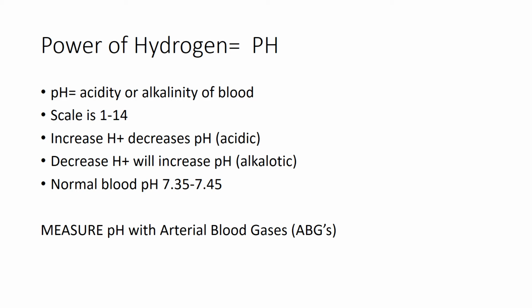The power of hydrogen is pH. pH is either acidity or alkalinity of the blood. We're looking specifically at blood. A normal blood pH is 7.35 to 7.45.